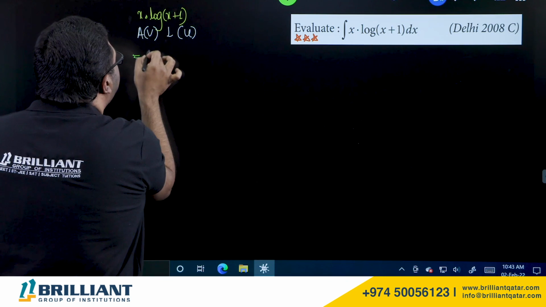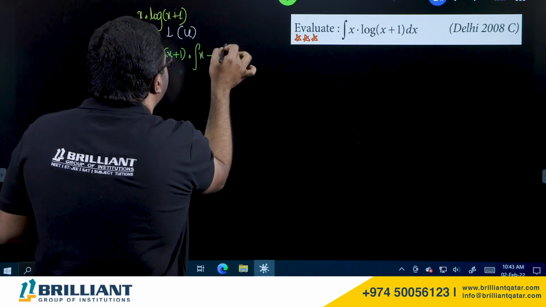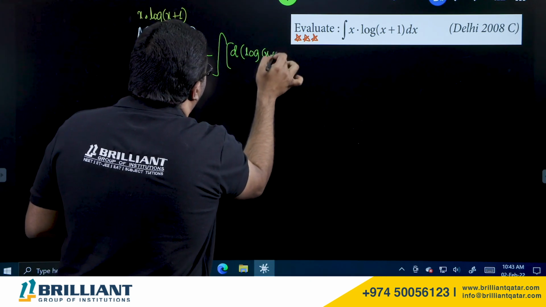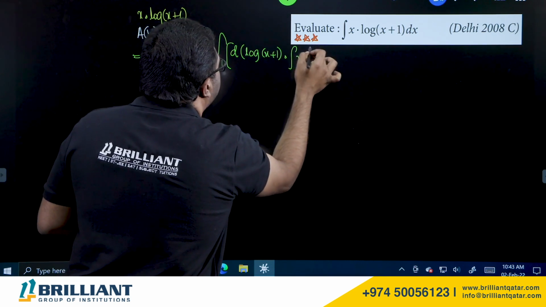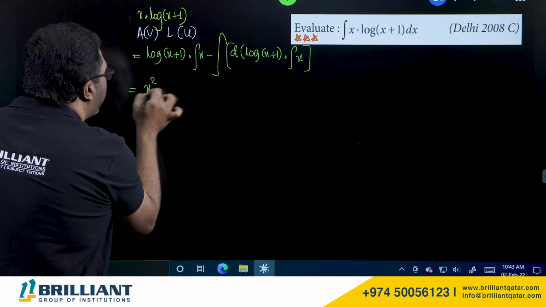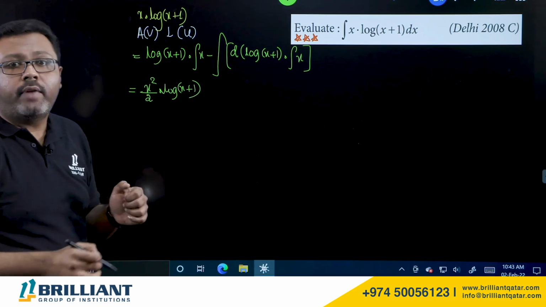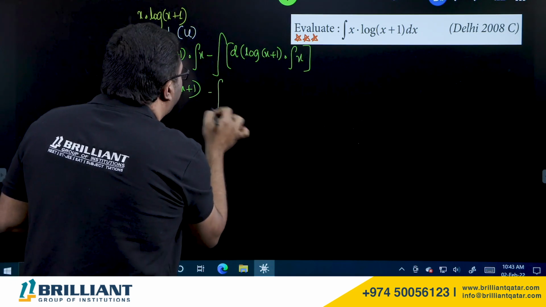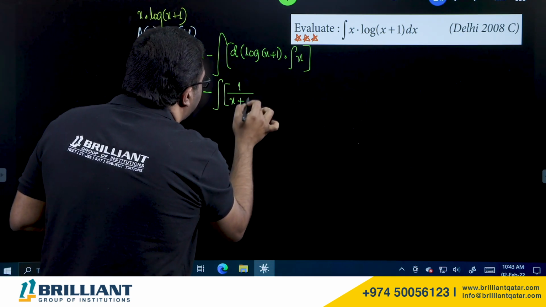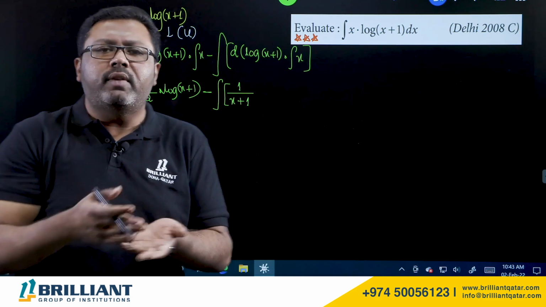That is equal to U into the integral of V, that is log of X plus 1 into the integral of V, minus the integral of the derivative of U into the integral of V. This is the expression that we have. Okay, that is equal to the integral of X, which is X squared by 2, into log of X plus 1, minus the integral of the derivative of log of X plus 1, which is 1 by X plus 1. The derivative of log X is 1 by X, so log X plus 1 gives 1 by X plus 1. There is no coefficient for X, so no need to worry.